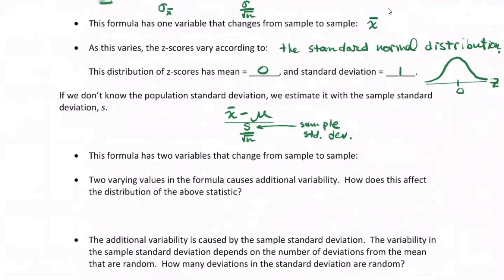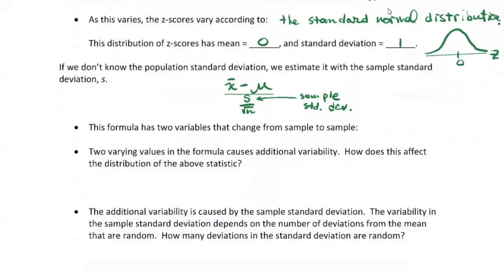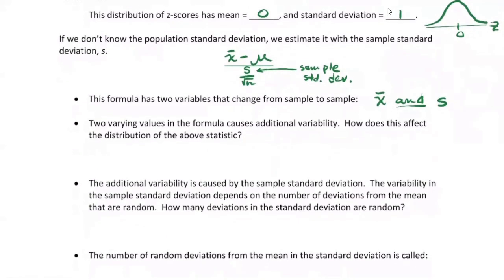Now, here's the problem. Before, the formula had one variable. The formula now has two variables, okay? X bar varies from sample to sample, and S varies from sample to sample. There's two things varying there, and now the possible outcomes for the statistic are more variable. You get more outcomes. Two varying values in the formula cause additional variability. How does this affect the distribution of the above statistic? The distribution of possible values gets wider.